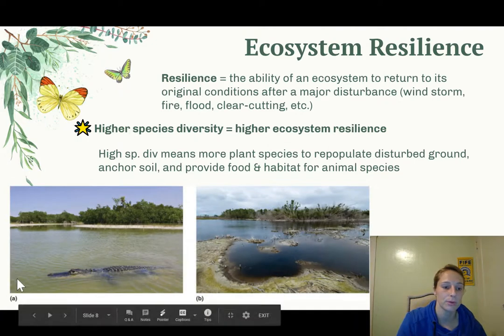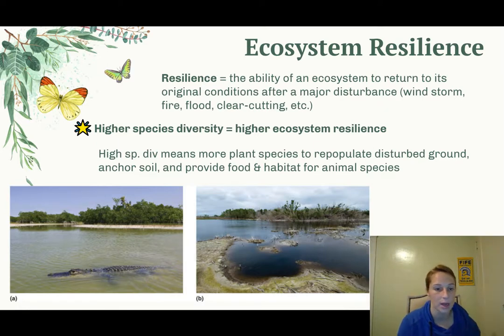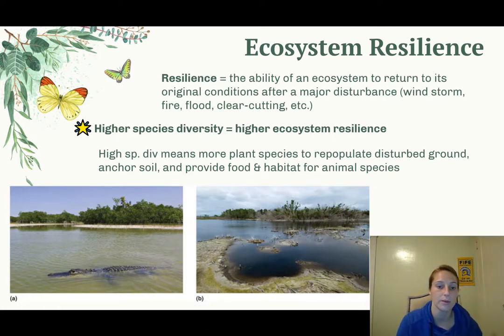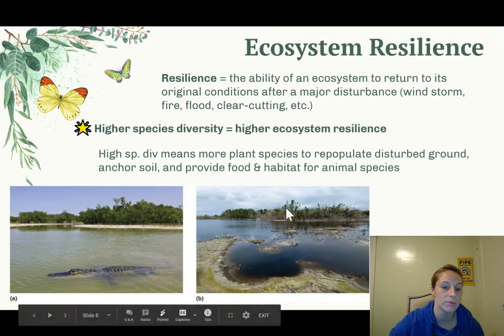So an example, you can look at this picture. If we originally had a pretty healthy looking ecosystem, if you had like a hurricane that came in and damaged this ecosystem, it is still going to be able to be fine in the future if it has high species diversity and different organisms can come in and refill areas so that you can start creating habitat once again for organisms to live in.